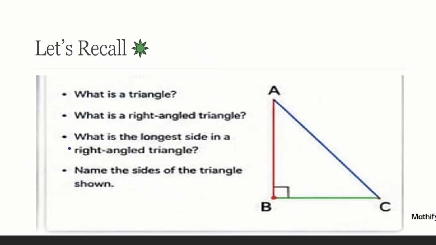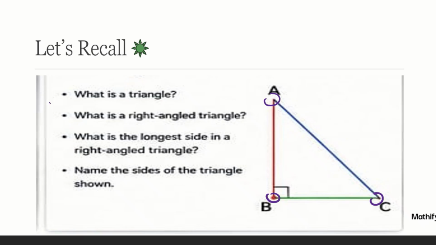Let's recall. What is a triangle? A triangle is a closed two-dimensional polygon formed by connecting three non-collinear points. What are non-collinear points? The points which are not in a straight line. So a triangle is a closed two-dimensional polygon formed by connecting three non-collinear points in a plane with straight line segments. You can see this AB, BC and AC are forming this closed polygon which is known as a triangle.